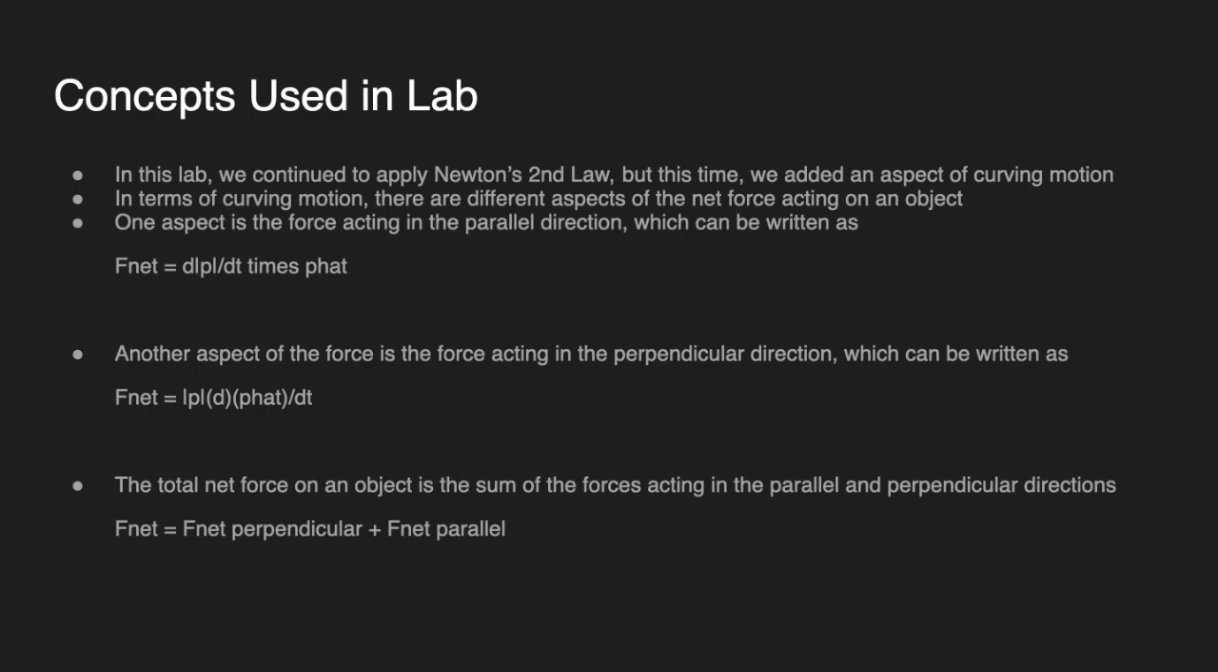Another aspect of the force is the force acting in the perpendicular direction, which can be written as F net equals magnitude of p multiplied by d times p hat over dt. The total net force on an object is the sum of the forces acting in the parallel and perpendicular directions, which can be written as F net equals F net perpendicular plus F net parallel.